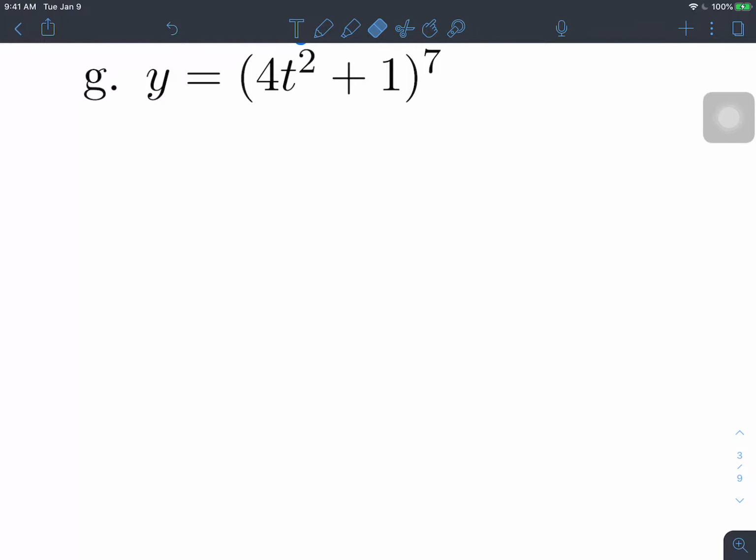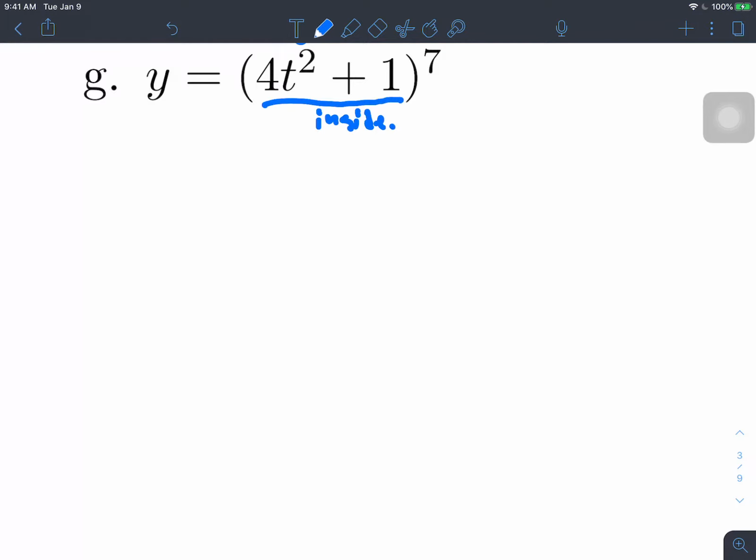4t squared plus 1. It's all of this stuff here that's in these parentheses. That's my inside. And then the outside function is, yeah, z to the 7th power.